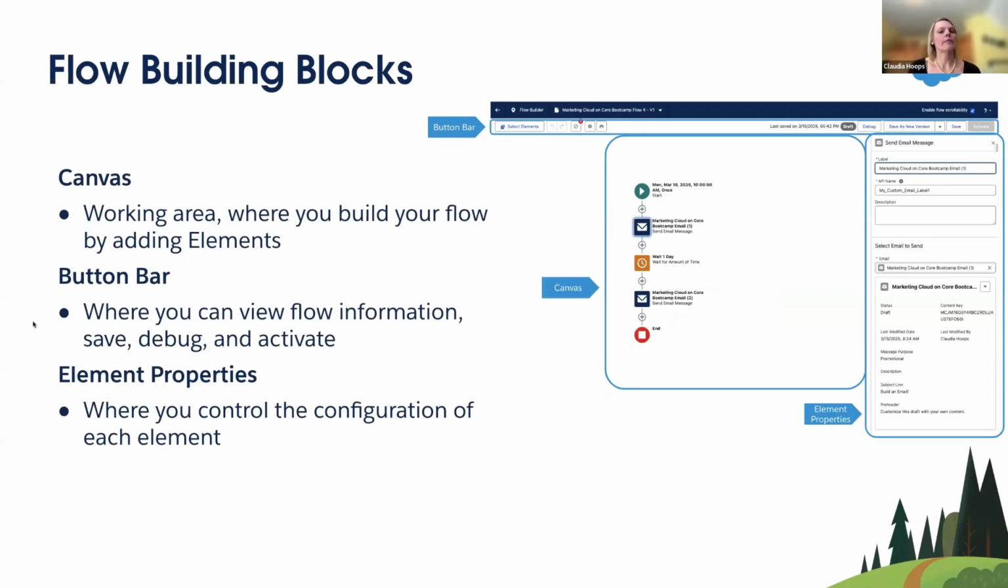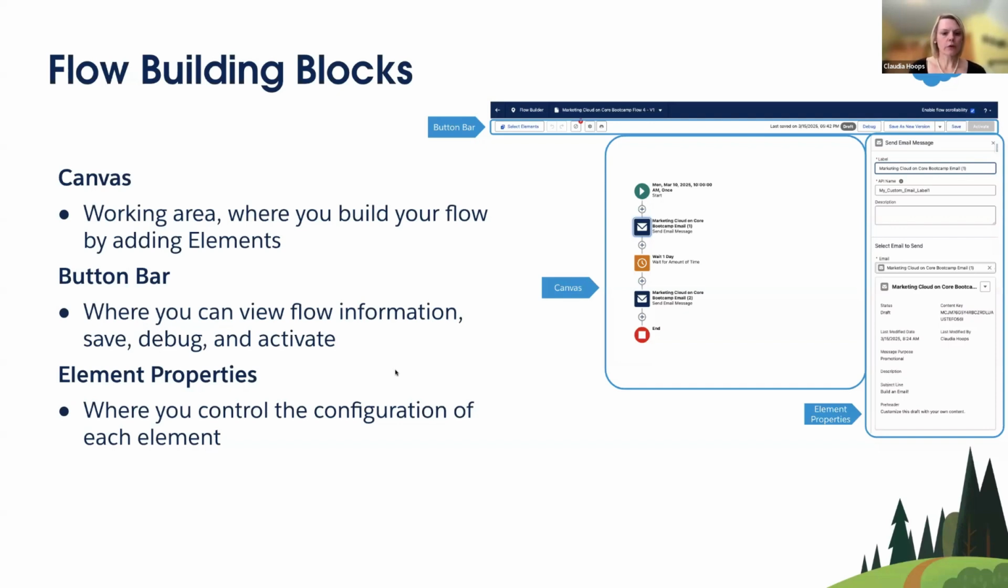When you're opening the flow in the flow interface, this is what it's going to look like on your screen. There are three main blocks to this. The canvas in the middle is your working area, where you can see all your elements and connectors, and you actually build your flow. Then you have the button bar on the top where you can view your flow information, save the flow, debug the flow, and activate it, or save as a new version if you have one active and you want to build on it.